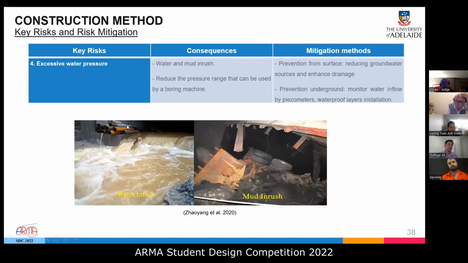And excessive water pressure can also be a critical risk, and we need to do prevention from the surface and also from underground by enhancing the drainage and monitoring the water inflow.